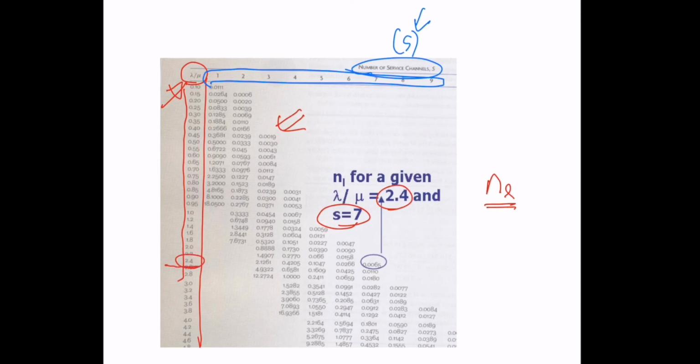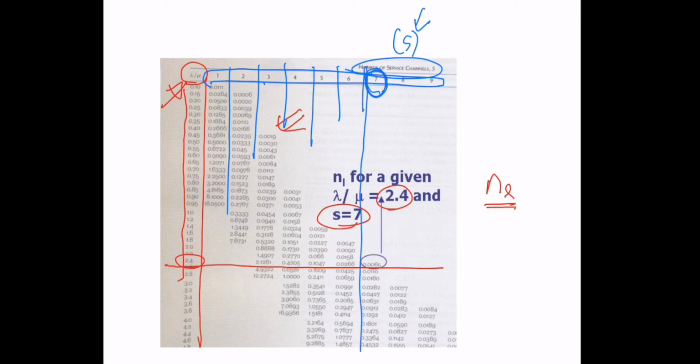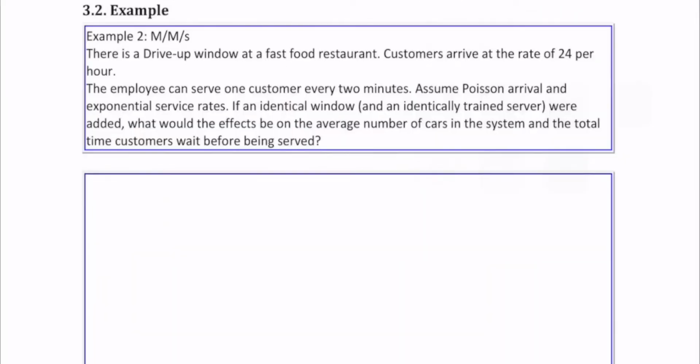And then in this row, you are trying to find the case when server is not 1, not 2, not 3, not 4, not 5, not 5, but there is a 7. So with this 7 and this particular row, we have this value that is 0.0065, and that's NL.